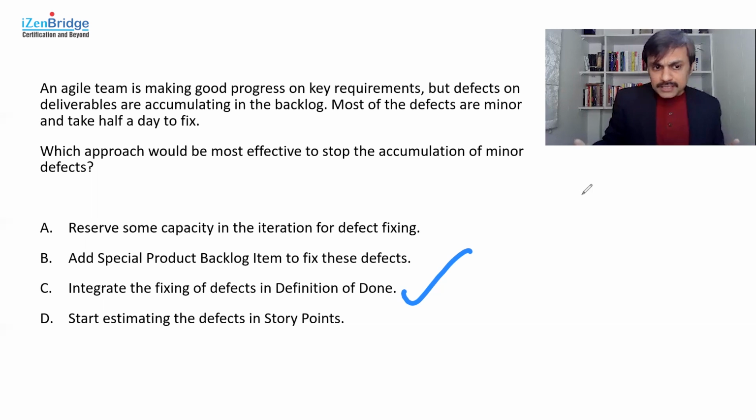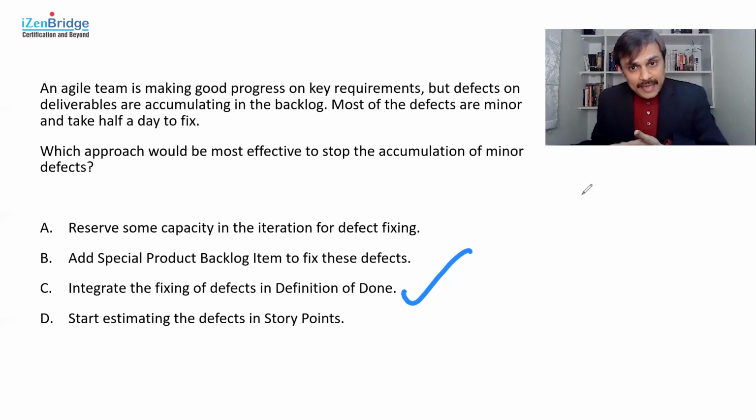defects. Now, option D, start estimating the defects in story points. Estimating defects and quantifying them as a problem is a good idea. Probably that makes people more aware of it, but awareness may lead to some action item, and just awareness is not helping me directly stop the accumulation of new defects.